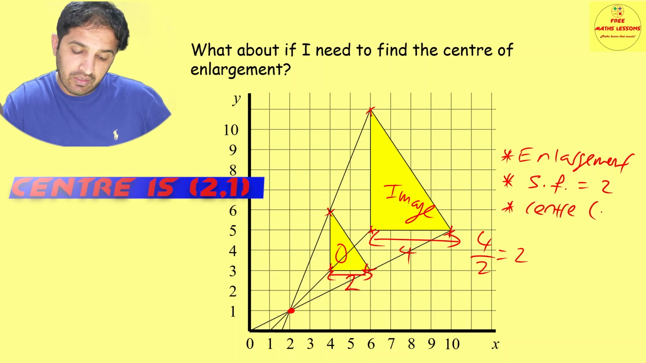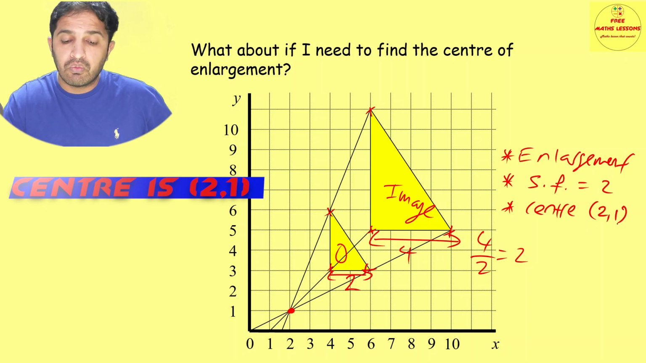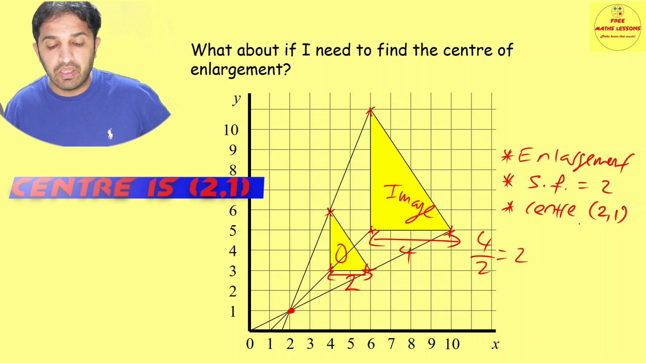So the center is 2 across. You always go along the corridor and then up the stair. So 2 to the right and then 1 up. So there's 2 across and 1 up. So the center is the coordinate (2, 1).